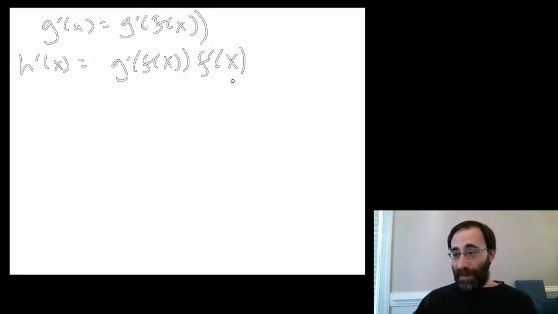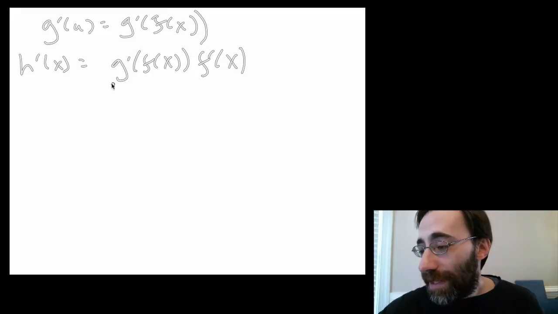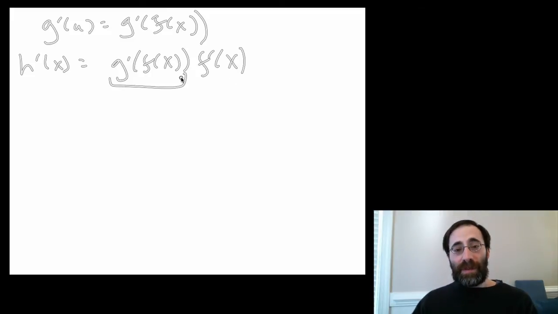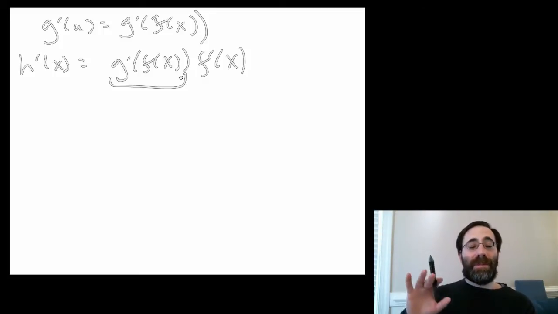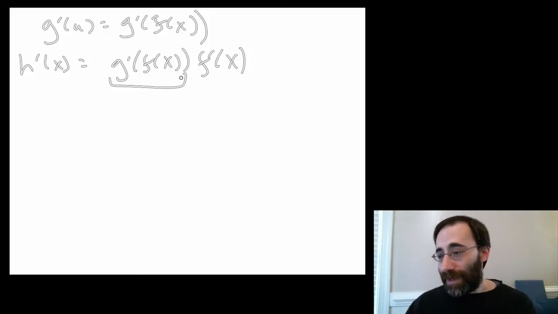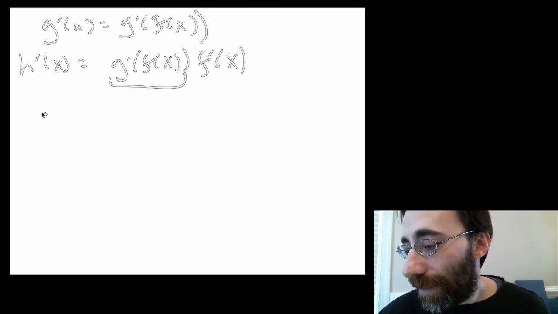The key thing to remember is that this derivative is accomplished by replacing whatever the f of x in g is with a u, taking the derivative, then plugging f of x back in. So for instance, this is our function h.